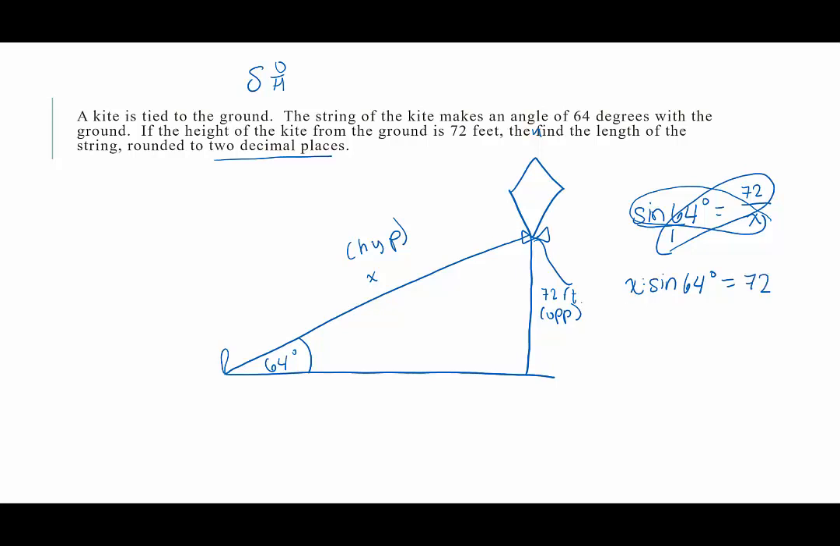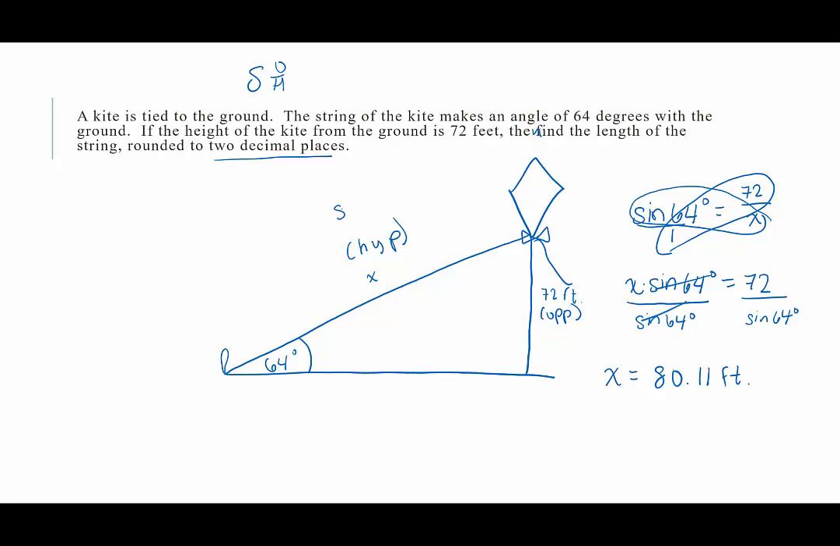Now to get x by itself, it's being multiplied, so I want to divide both sides by sine of 64. And again, if you want to convert this to its approximation, you can do that and use the approximation. I just leave it for the end. Okay, these cancel. Now I have x is equal to, and in my calculator, I want to do 72 divided by sine of 64 degrees. And when I do that, I get approximately 80. I'm rounding to 2 decimal places, 80.11 feet. So the length of the string is about 80.11 feet.